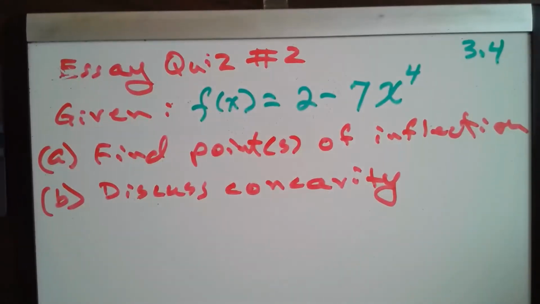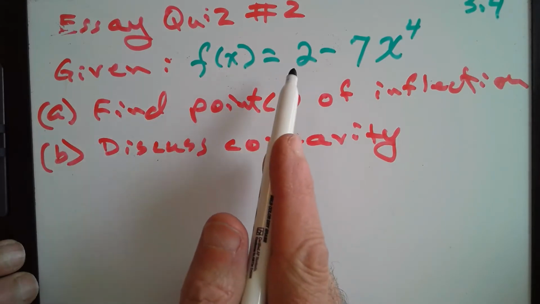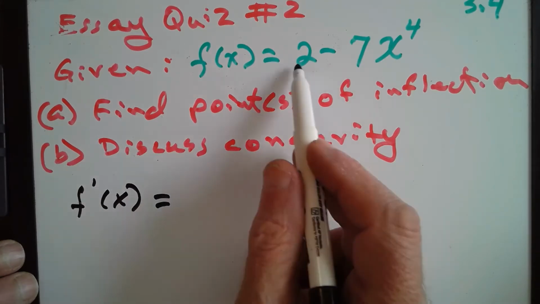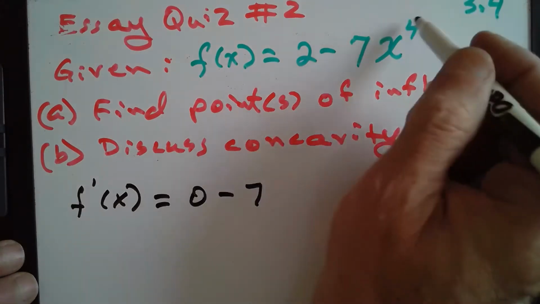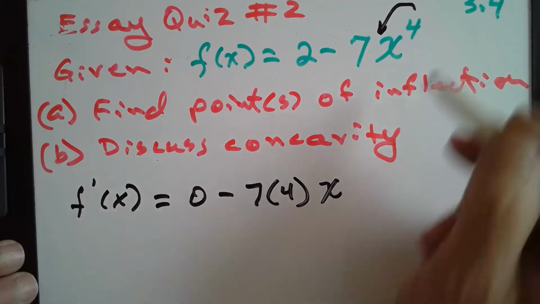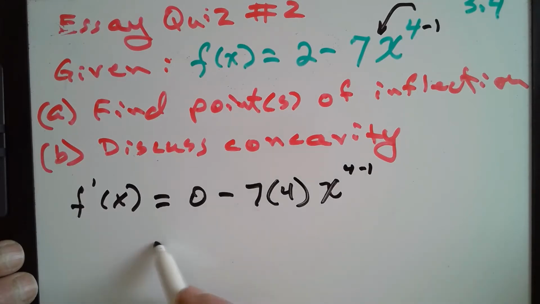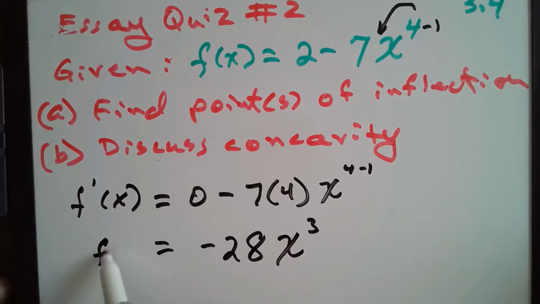Alright, so the first thing we're going to do is find the first derivative of this function. So the first derivative is going to be, the 2 will go to 0, minus 7, and then the 4 comes down, right? 7 times 4 x, and then we subtract 1, and so we get here negative 7 times 4, that's going to be negative 28 x to the 3rd is our first derivative.